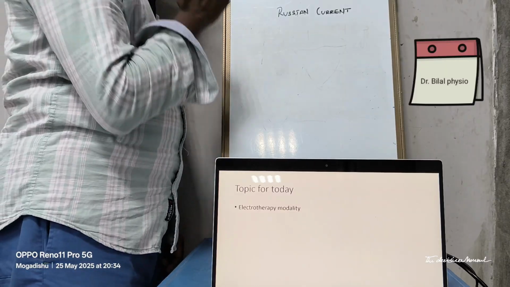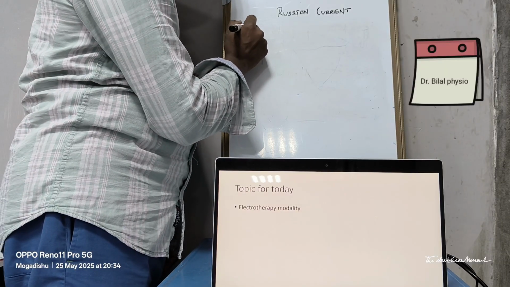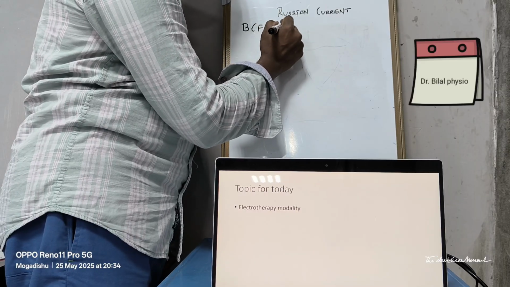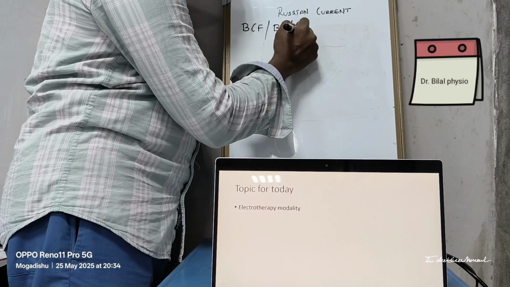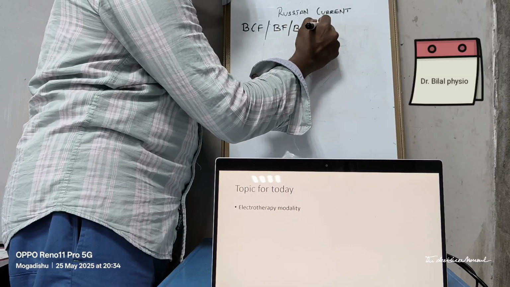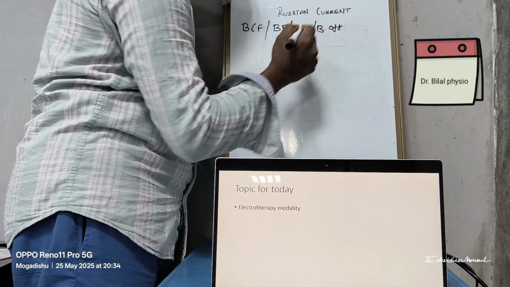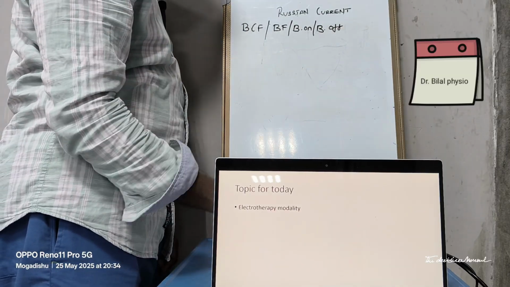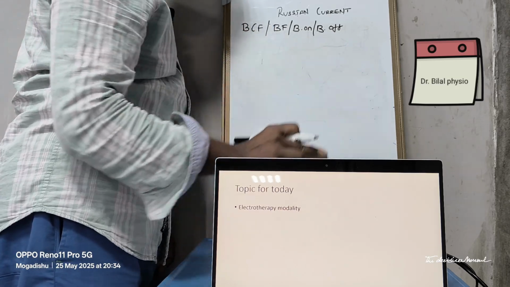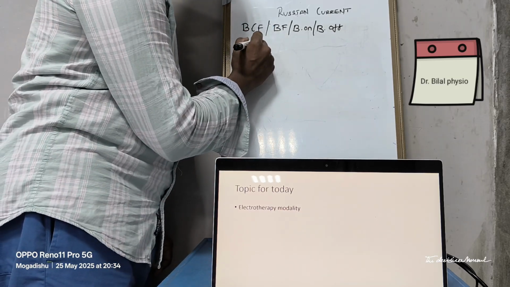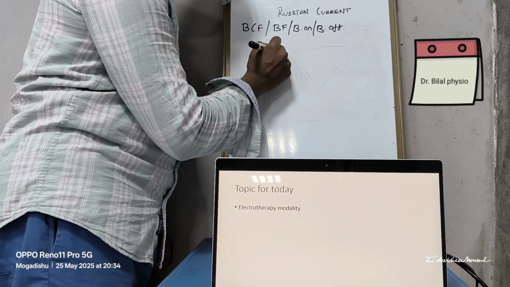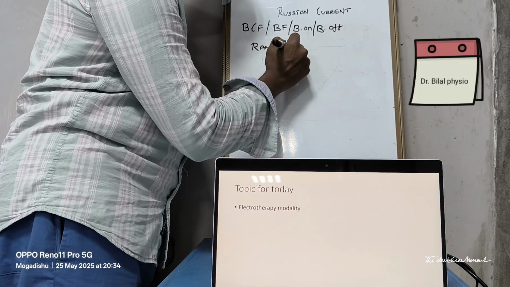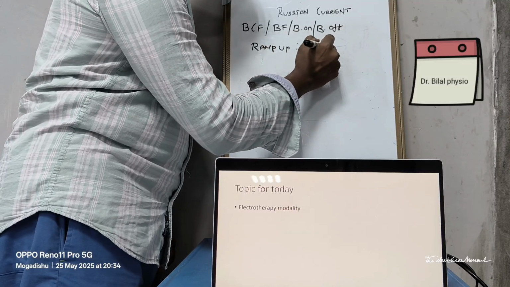So some of the settings which we use are basic carrier frequency and burst frequency, burst on time, burst off time. Another setting which we have mostly seen in some of the modern or old equipment from our college time is the ramp setting: ramp up and ramp down.